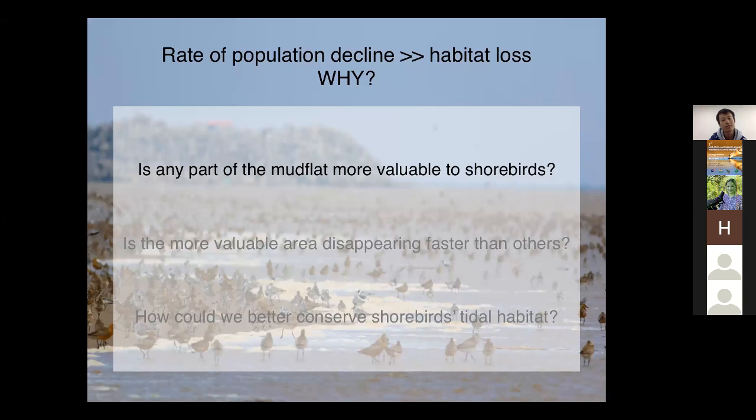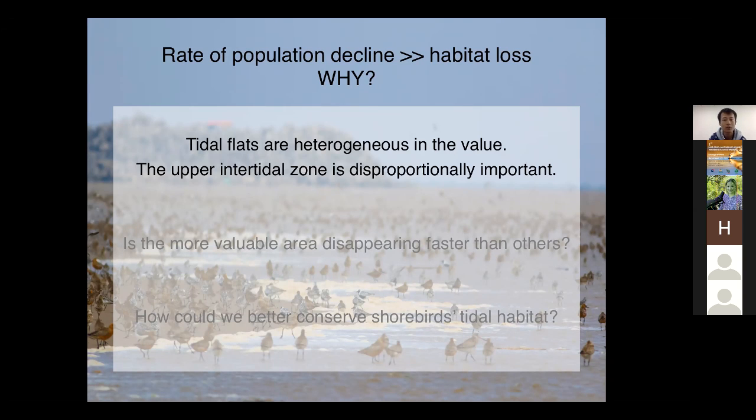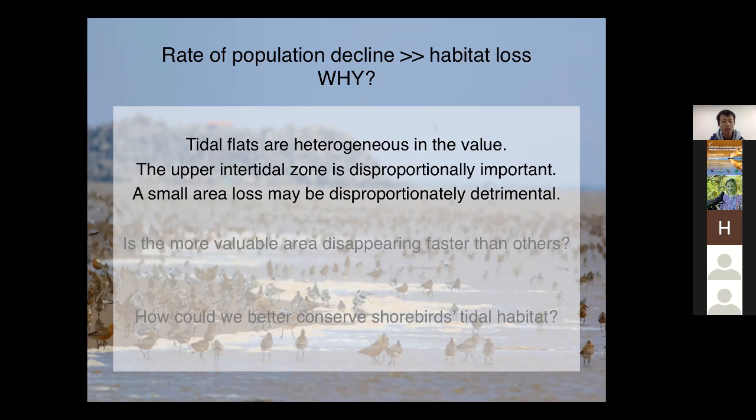So it turned out that for this first question, the answer is that the tidal flats are indeed heterogeneous in their value to migratory shorebirds. The upper tidal zone, as Misha has already told you, is the most valuable part of the mudflat, which provides a major feeding opportunity for most of the shorebirds, at least at two of these major stopover sites in the Yellow Sea. And it's not difficult to imagine that losing the upper tidal zone, although a small area compared to the entire tidal flats, can be extremely detrimental.